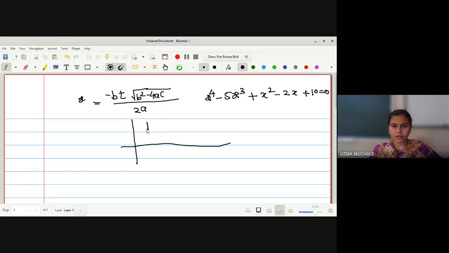First we'll write down the coefficients 1, minus 5, then 1, minus 2, 10, and then we'll put the trial values here, maybe plus 1, minus 1, and depending on that we are going to solve this. Correct? So these are the methods if you have any quadratic equation or any type of polynomial and want to find out the roots. Okay.